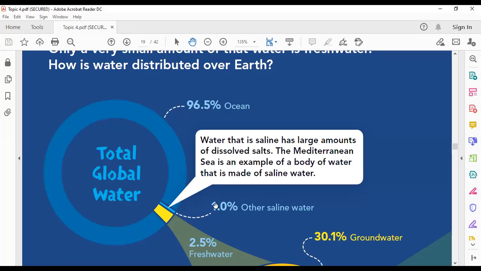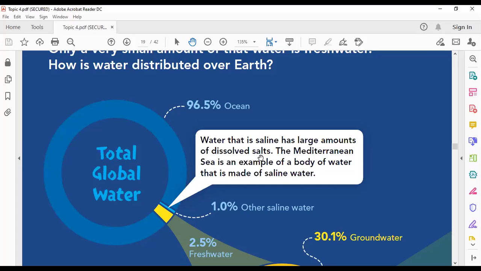96.5 plus 1 equals 97.5. Okay, only this part in yellow is fresh water, 2.5%. So water that is saline. What is the meaning of saline water or salt water? That has large amounts of dissolved salts. The water that is saline contains a large amount of salts dissolved in it.